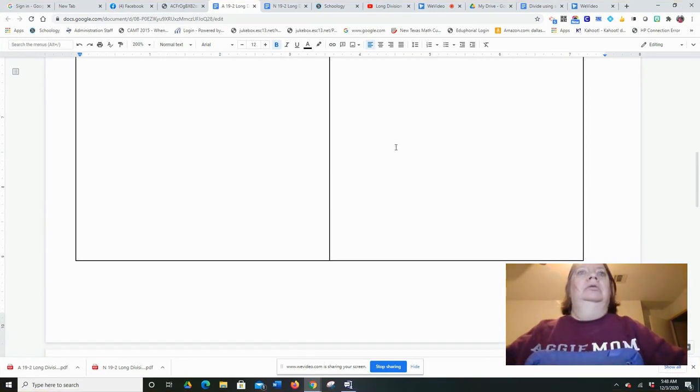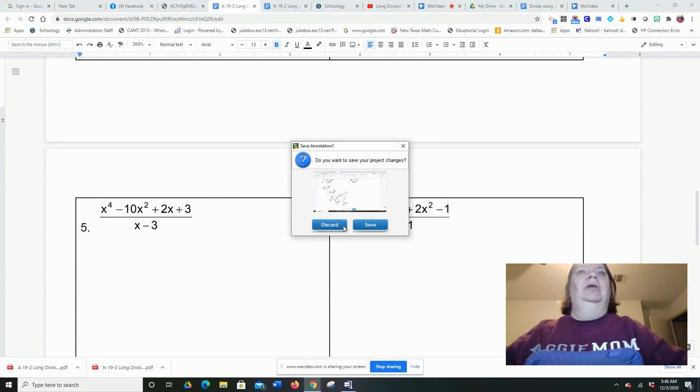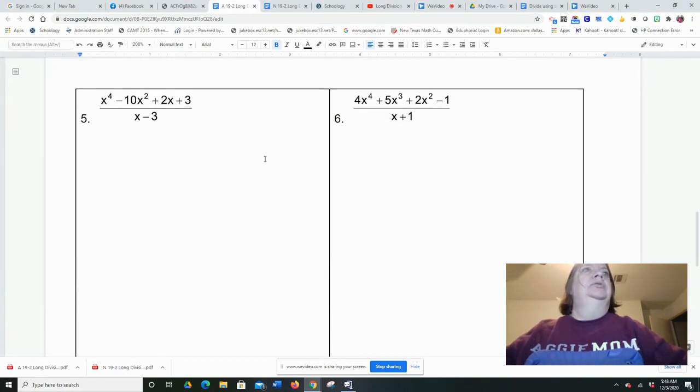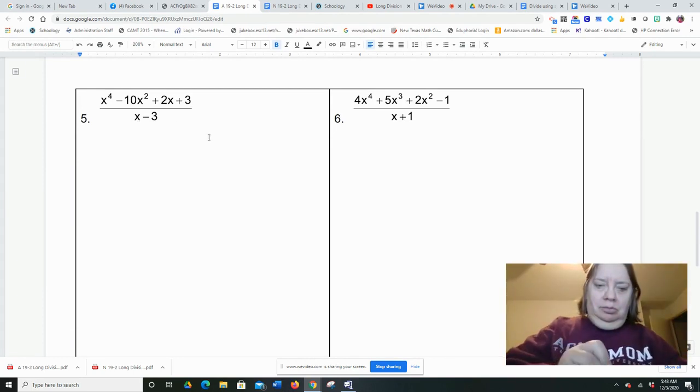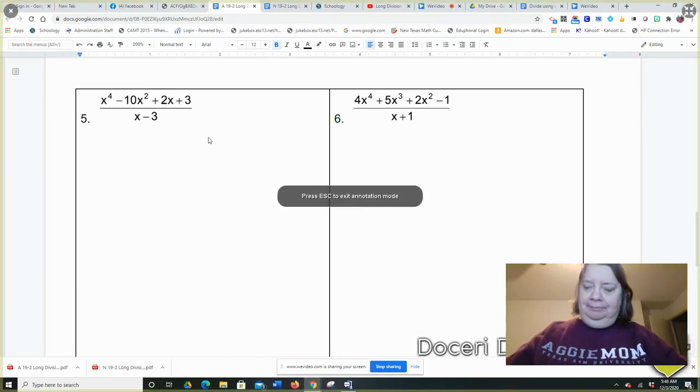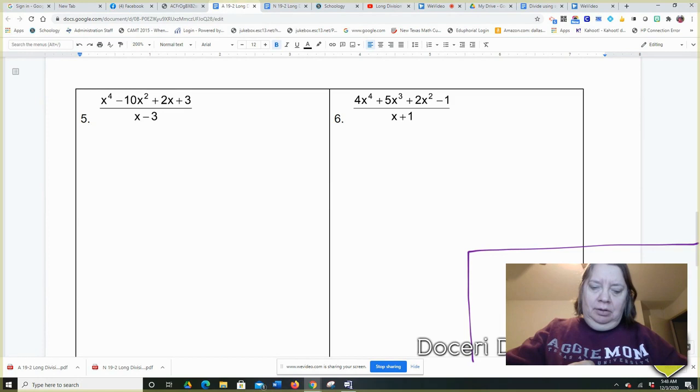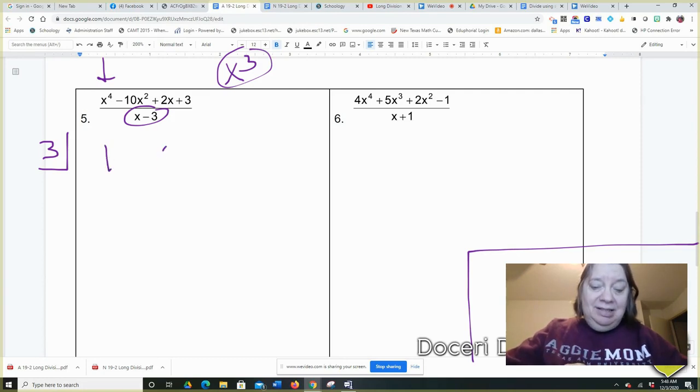Okay. Let's see. I was trying to find one. Look at this one. Look at number 5. Can I use synthetic division? I can, because this x that I'm dividing by has a coefficient of 1. So what number would go in the box? In the box, take this negative 3 and change the sign. Coefficients, are we missing any? There's an x to the 4th. Oh, there's not an x to the 3rd, right? So coefficients are 1, 0, negative 10, 2, and 3.